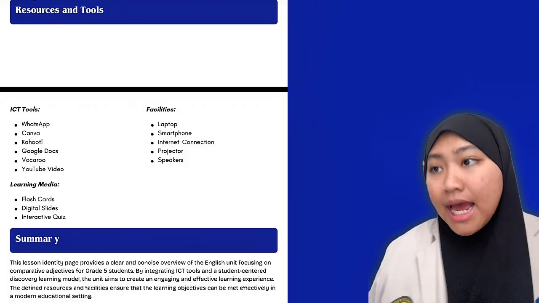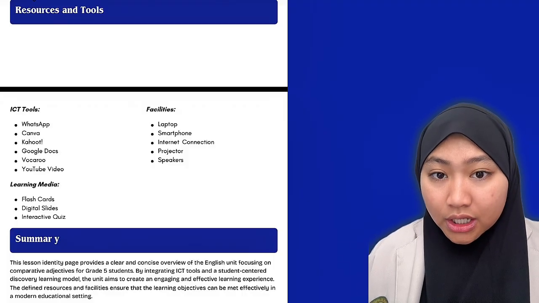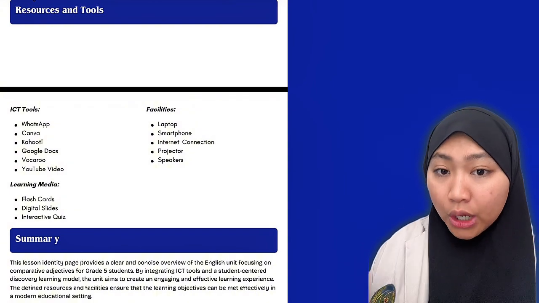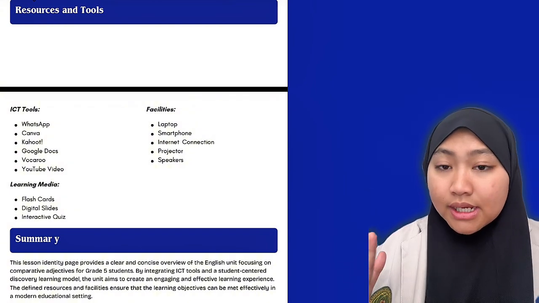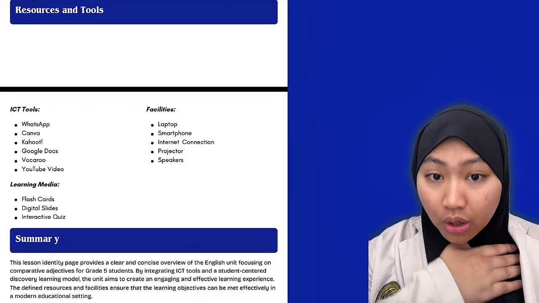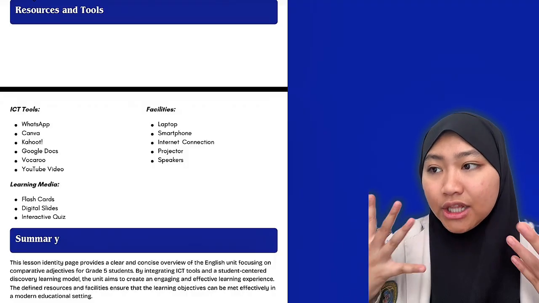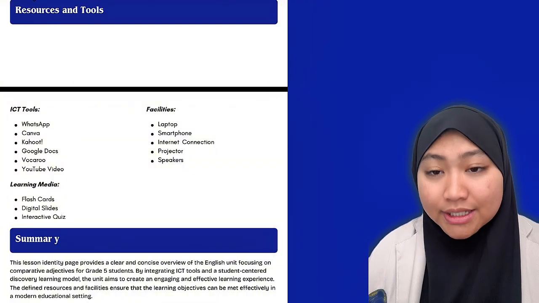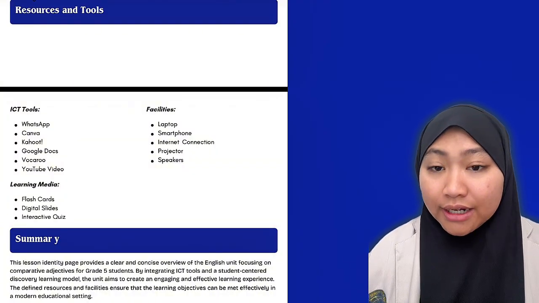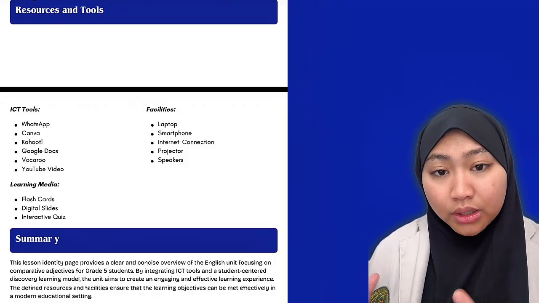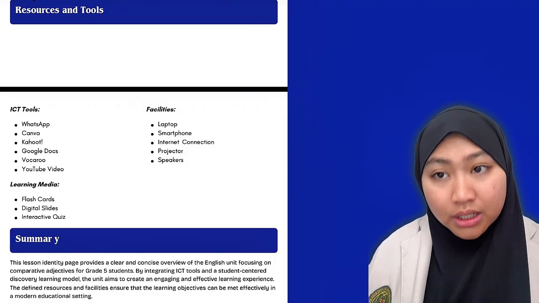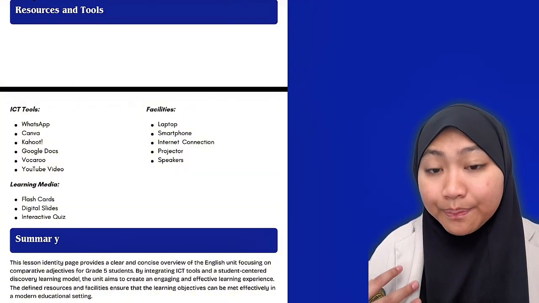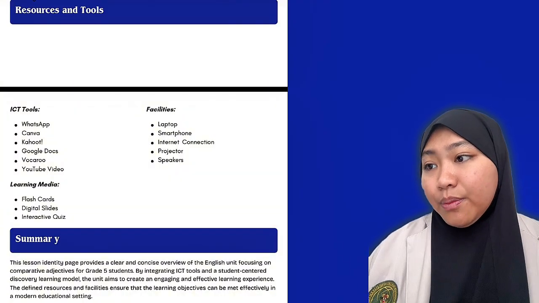I integrated several ICT tools to support the learning process, including WhatsApp, Canva, Vocaro, YouTube, and Google Docs. Besides digital tools, I also use flashcards, PowerPoint slides, interactive quizzes, worksheets, and classroom facilities such as smartboard, speakers, laptops, smartphones, and internet connection. Each technology has a different purpose.